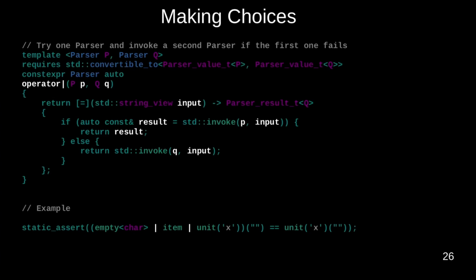Of course, what would happen if you parse an empty string? Well, empty of char always fails. So that's kind of silly to have there. It's just an example. Item would also fail in this case because there's an empty string. So we would end up just parsing with unit x here.